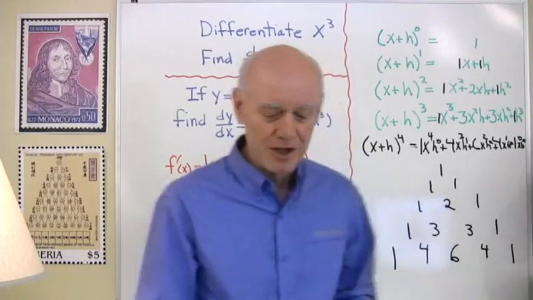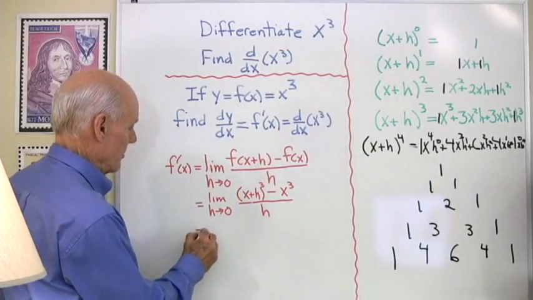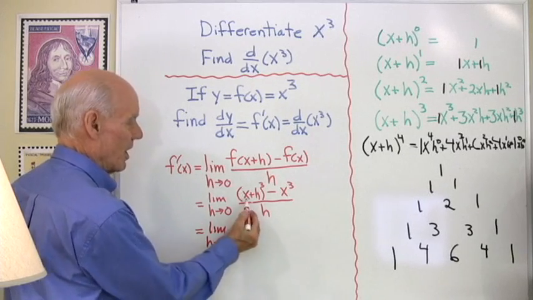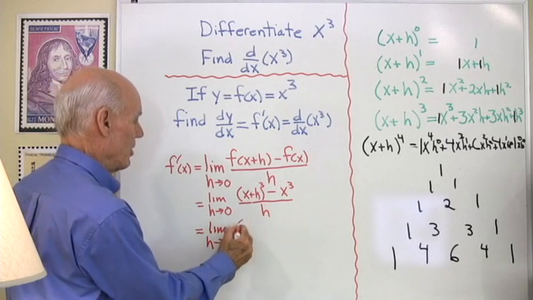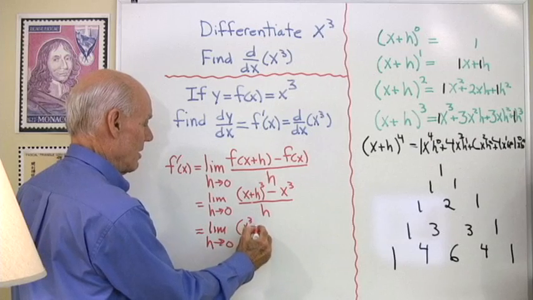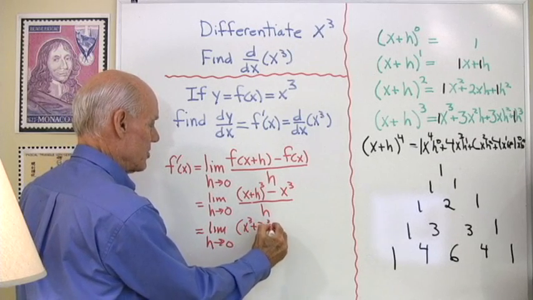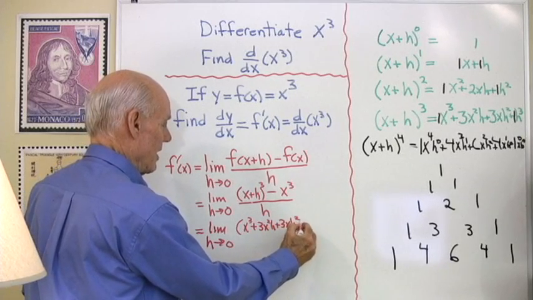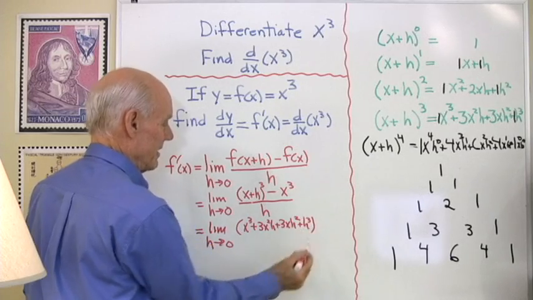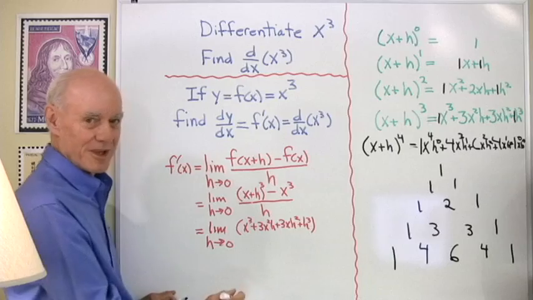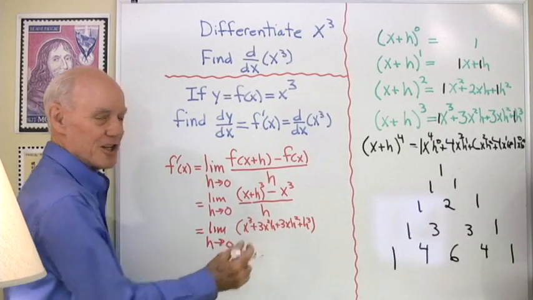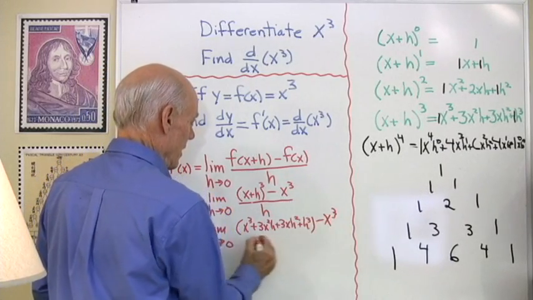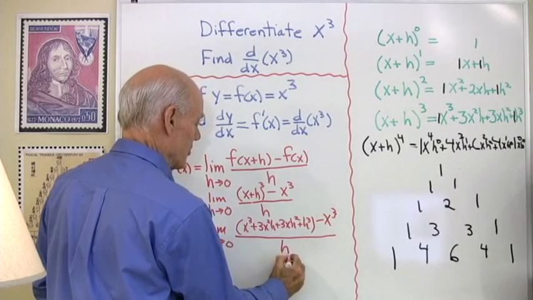So on the next step in this problem right here, this is going to be the limit as h goes to 0 of x plus h cubed. So now we know that that's x cubed plus 3x squared h plus 3x h squared plus h cubed. So from here to here, that's what that looks like, and that's the second place I see my students make a mistake. Minus x cubed, all divided by h.